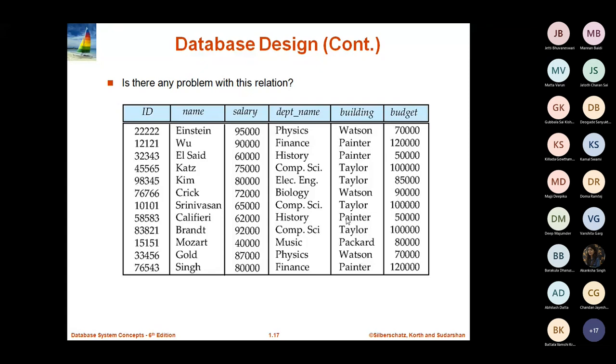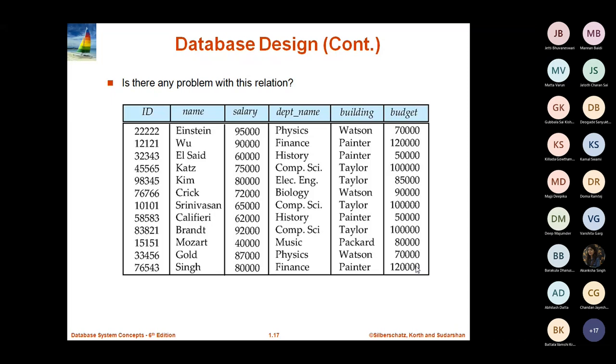But suppose this is indeed the Newton building, then it could also happen that what the user wanted to mean is that the budget for the physics department located in the Watson building is 70,000, but the budget for the part of the physics department located in the Newton building is, say, 75,000. So there are department-wise, building-wise budgets, not necessarily department-wise budgets.